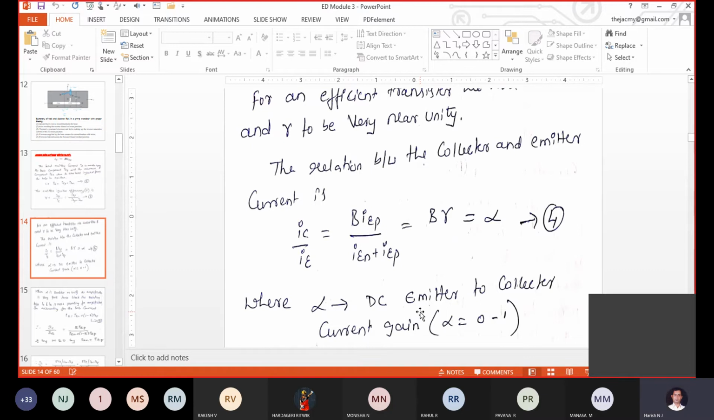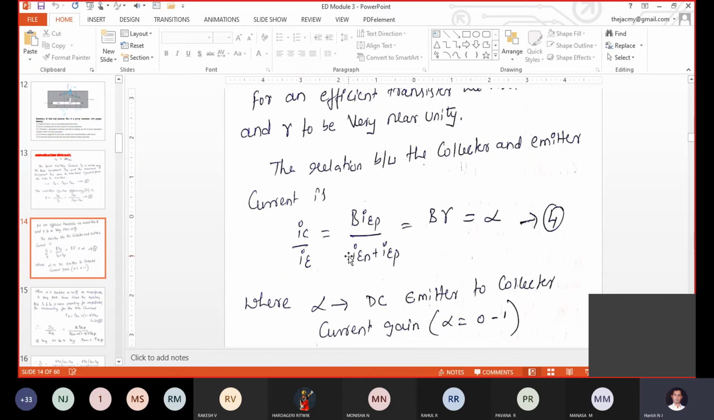Anybody? Do you people have any idea here? For understanding that, I will give you one small example. When we neglect IB, your IC will be equal to IE. So let us take IB equal to 0. When IB is 0, IC equals IE. When you take the ratio, you will get alpha equal to 1.